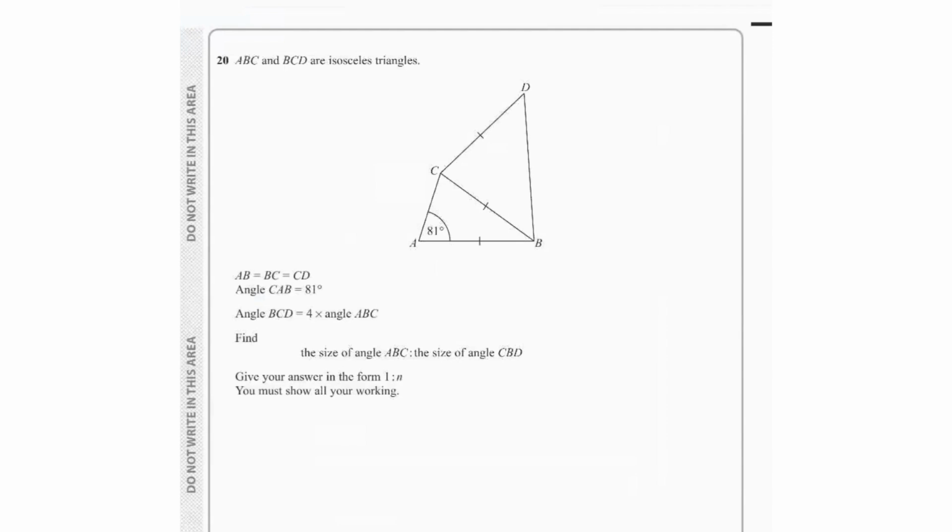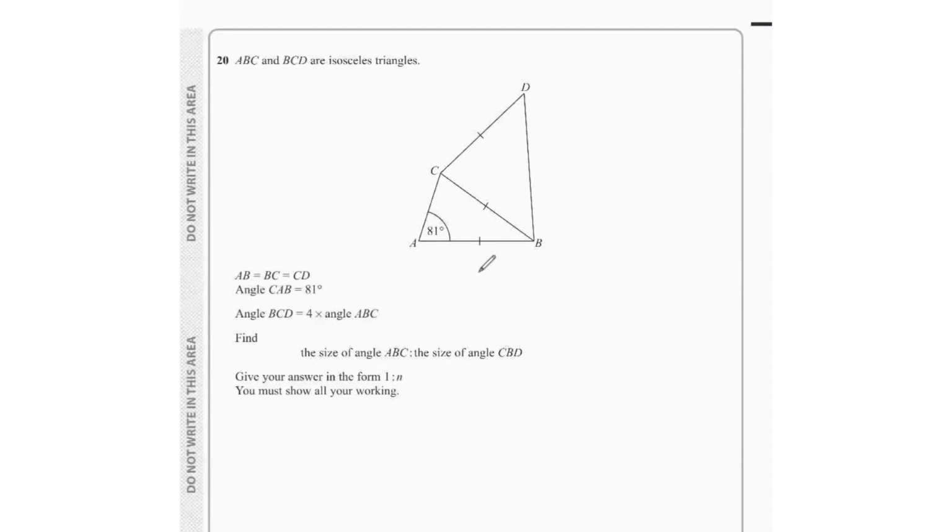Question 20 says ABC and BCD are isosceles. ABC and BCD are isosceles triangles. AB equals BC equals CD. Angle CAB is 81. Angle BCD is 4 times angle ABC. Find the size of angle ABC is to the size of angle CBD, giving your answer in the form of 1:n. You must show all your working.